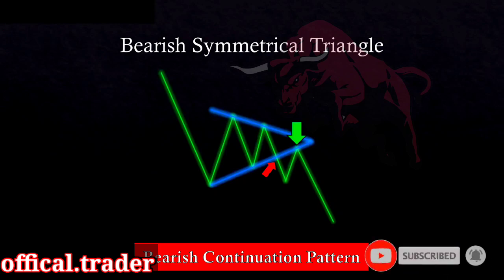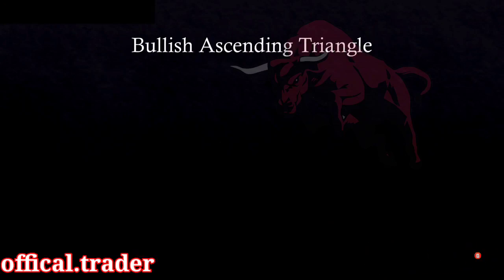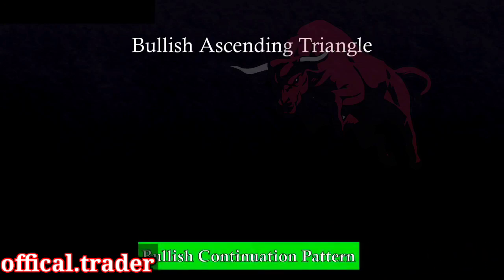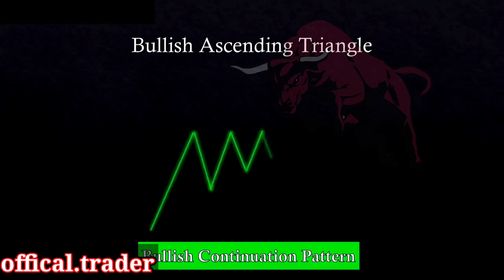The next pattern is the ascending triangle, which only has a bullish variation. The difference between a symmetrical triangle and an ascending triangle is that in the latter, the highs form a horizontal line, and the lows form an upsloping line.